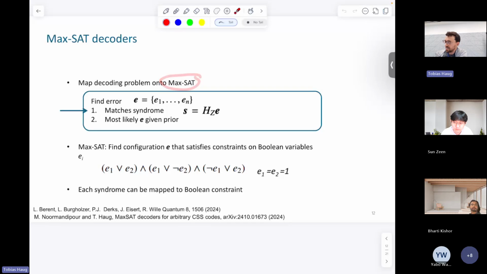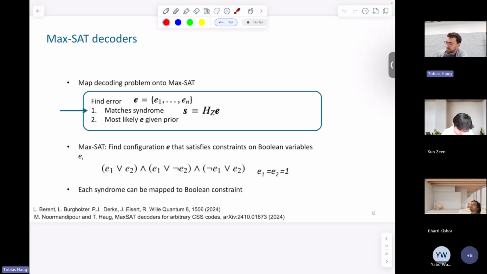The basic idea is that in MaxSAT you find configurations of Boolean variables E that satisfy constraints. To explain, I'll give you a basic example. Say we have a MaxSAT instance involving three different clauses over two variables, E1 and E2. This is the equation that defines your constraint, where one symbol is an OR and the other is an AND.